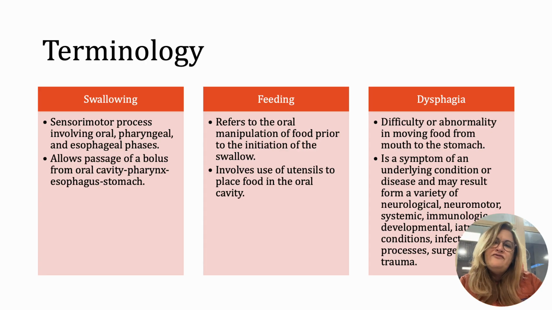When we think about how we define or differentiate feeding from swallowing, feeding refers more to the oral manipulation of the food prior to the initiation of the swallowing component of the reflex of swallowing, or what we call the trigger of the swallow. It involves the use of the utensils to how you place the food in your oral cavity, and sensory integration of the information that you're receiving from the food items you're going to eat or you're preparing. So feeding encompasses more than swallowing. It's those initial anticipatory stages that we're going to discuss later on. And that's how we define or differentiate swallowing versus feeding.